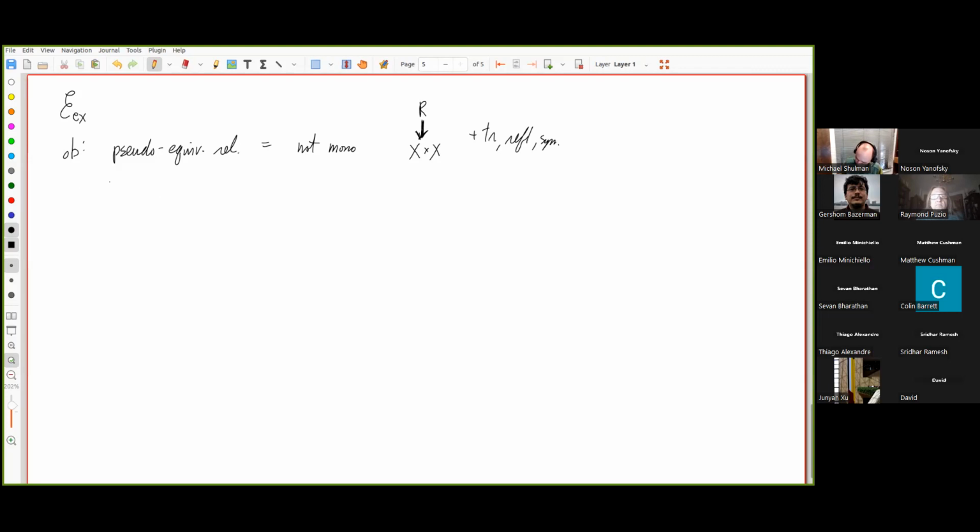So the objects of the exact completion of set are what are called setoids. This terminology comes from type theory, where you start from something like Martin-Löf type theory, where you don't have a notion of quotient. So you can't take the quotient of a type by an equivalence relation.